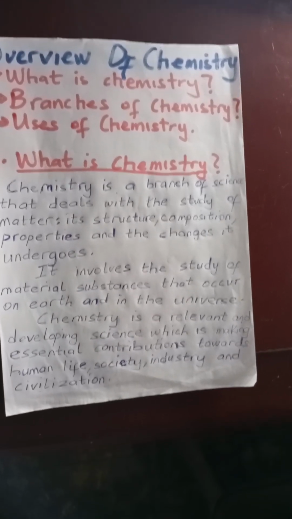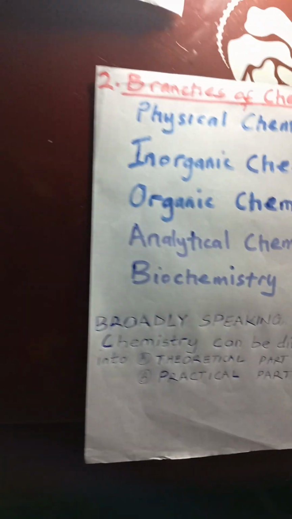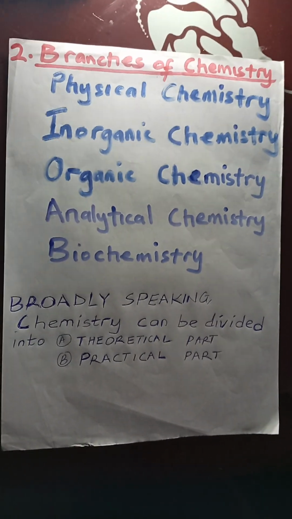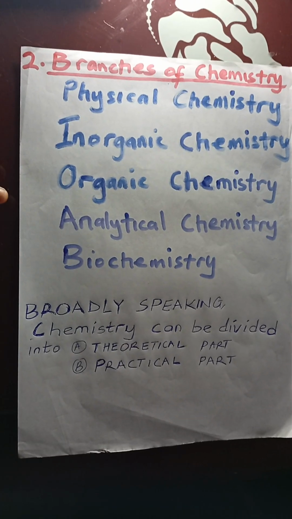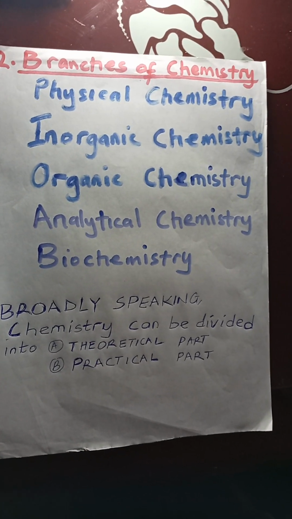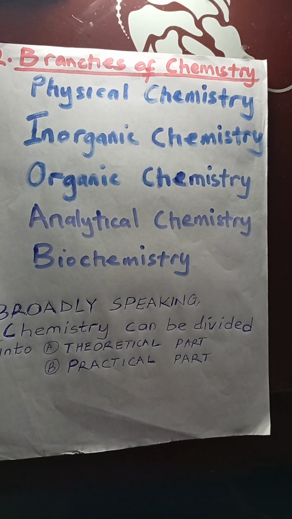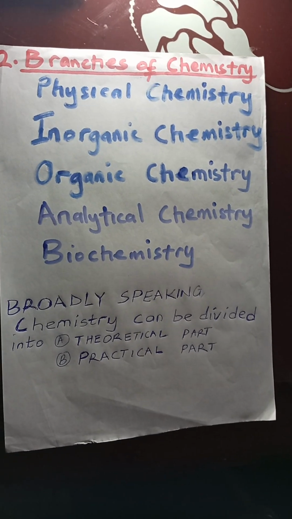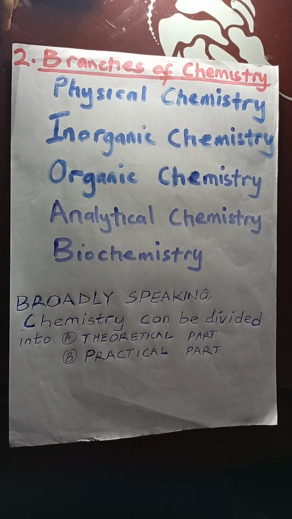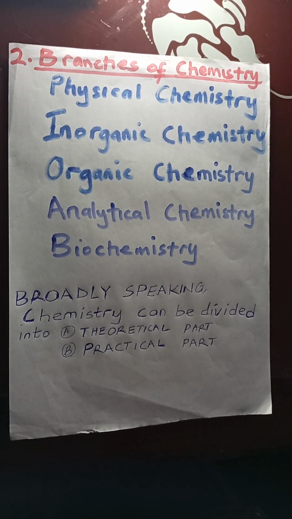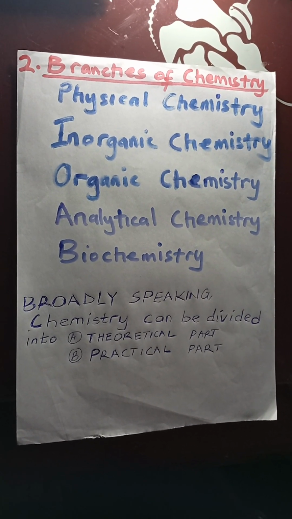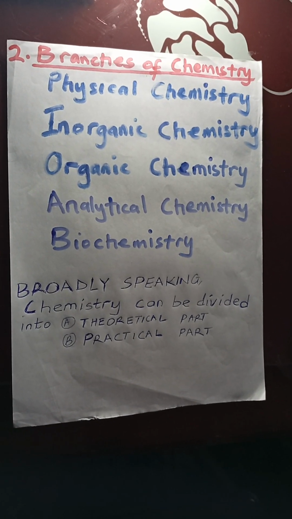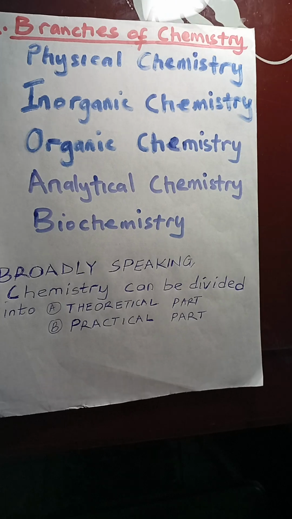So we move on to the branches of chemistry. The branches of chemistry, broadly speaking, should have been just physical, inorganic and organic. But of course, we have analytical chemistry and biochemistry. And also, broadly speaking, you can divide chemistry into two parts, the theoretical part and the practical. And a good chemist must know that analysis is a must because you carry out a lot of research in chemistry.